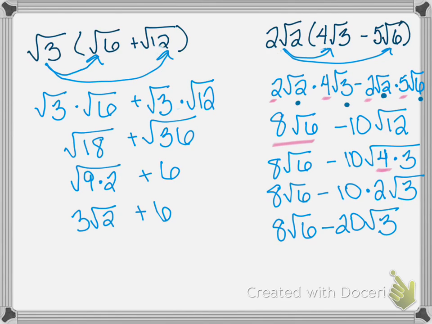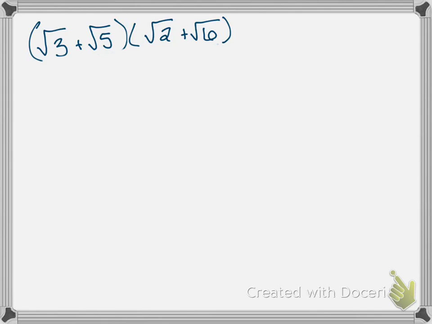So now we're going to use FOIL, first, outer, inner, last, the same way we would if we had variables in there. So if we had 2x minus 5 and 2x plus 5, we would FOIL that. So we are going to FOIL the square root of 3 plus the square root of 5 times the square root of 2 plus the square root of 6. Okay? So, here we go. I am going to write it out and then we'll do the multiplication.